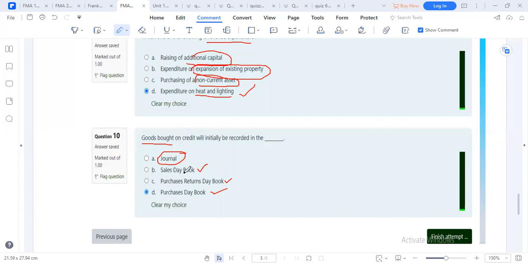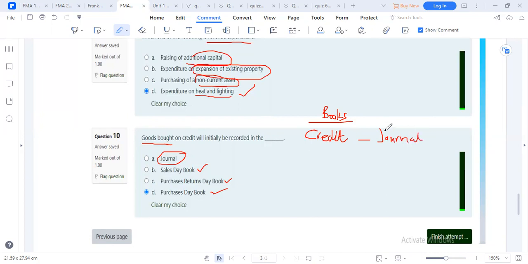All goods bought on credit are recorded in the purchases day book. So we have a number of books in accounts that you need to know. All credit transactions are recorded in a book called a journal. We have 5 types of journals.